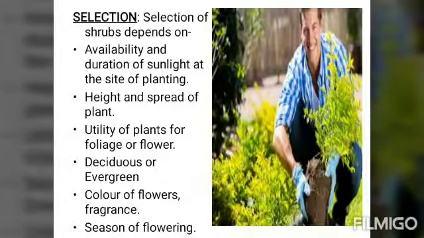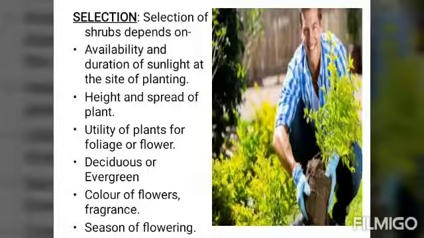So we will proceed further. As we have learned previously, what is a shrub? A shrub is a woody or semi-woody perennial plant with little or no trunk, and it grows to a height of 50 centimeters up to less than 4 meters.